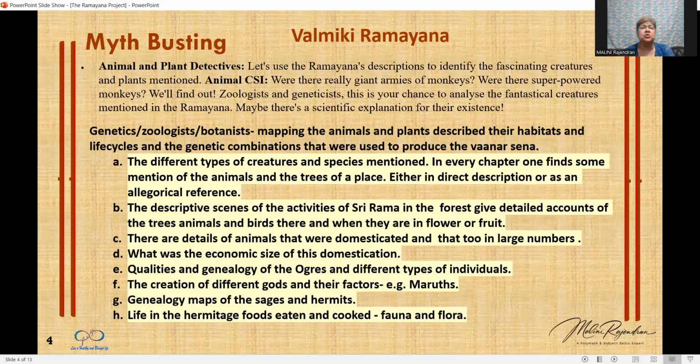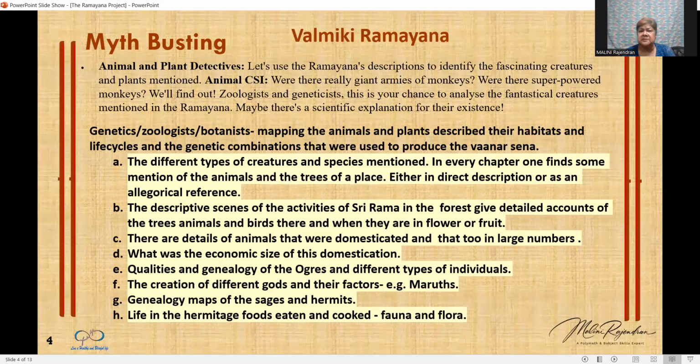And there were Vanaras, loosely referred to as monkeys, which I doubt that they were monkeys. Maybe they had different features, and some of these features one can see in the ancient native aboriginal tribes across continents. We need to look into this in greater detail, and I'm sure many mysteries will be unraveled. So here is an opportunity for zoologists, geneticists, botanists to in fact collaborate with the geographers and cartographers and geologists in mapping the animals and plants, in describing their different habitats, the life cycles, and the genetic combinations that brought about a variety of beings.